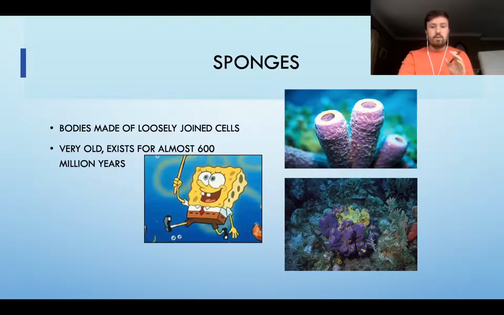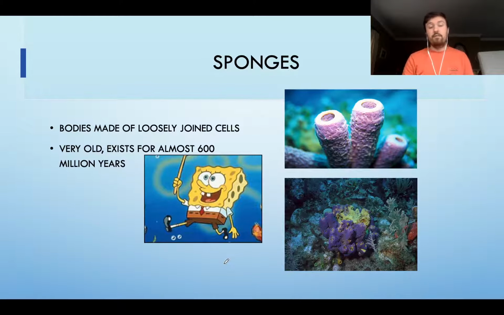All right, so just kind of talking about the specific kinds of invertebrates, one we have is sponges. We have our friend SpongeBob here. He's a sponge that we know. But so sponges are defined as animals that have these bodies made of loosely joined cells, and they're very old.